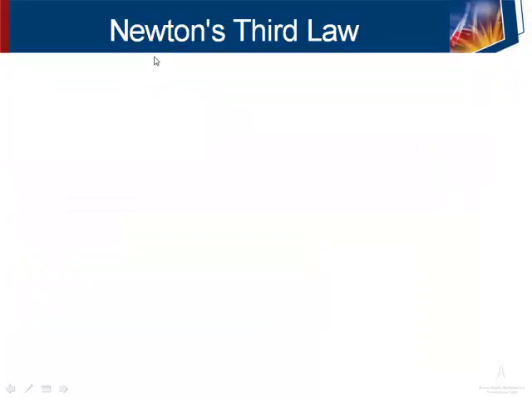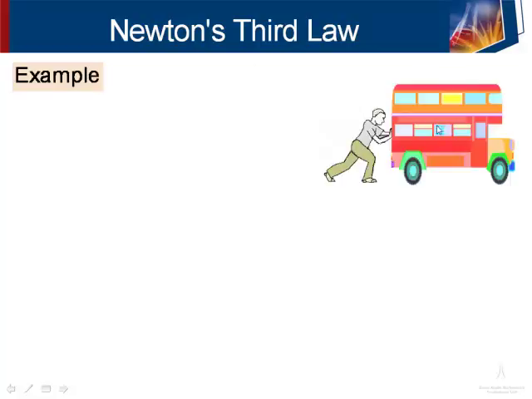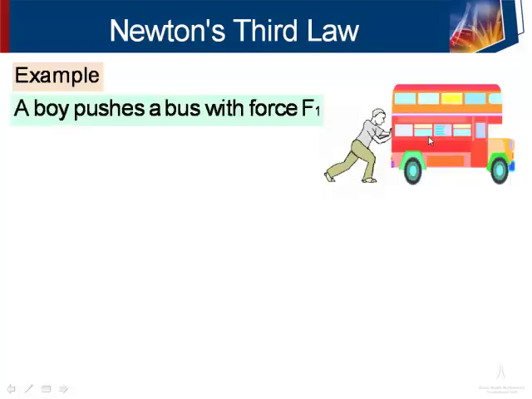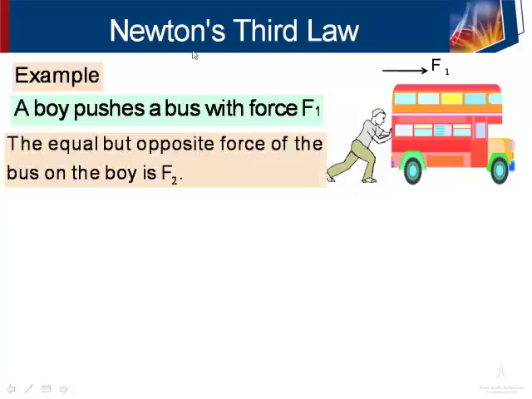Let's look at an example of Newton's third law. A boy is pushing on a bus. The boy pushes the bus with a force of F1 in that direction. So there's a force of the boy on the bus. Now, according to Newton's law, there's an equal but opposite force of the bus on the boy, and that's F2 in that direction. Importantly, the one force is on the bus that the boy is applying, and the other force is on the boy, which the bus is applying.